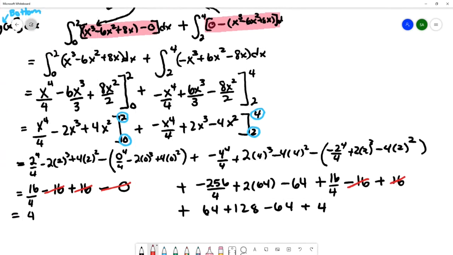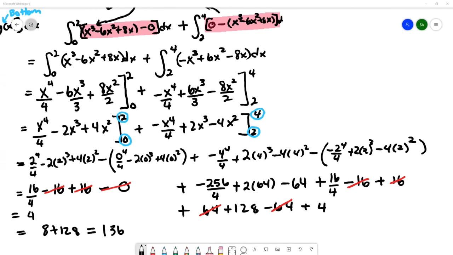I notice I have a plus 64 and minus 64, and then I have 4 plus 4 plus 128. 8 plus 128 would be 136. I think I have a mistake somewhere, so I'm going to pause and see if I can find it.